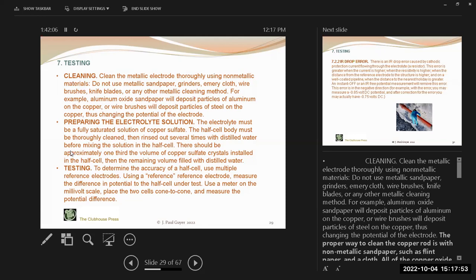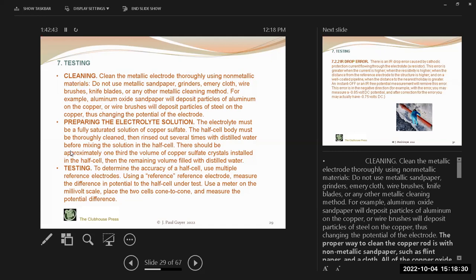With regard to preparing the electrolyte solution, it must be a fully saturated solution of copper sulfate. The half cell body must be thoroughly cleaned and rinsed out several times with distilled water before mixing the solution in the half cell. There should be approximately 1/3 the volume of copper sulfate crystals installed in the half cell, then the remaining volume filled with distilled water.